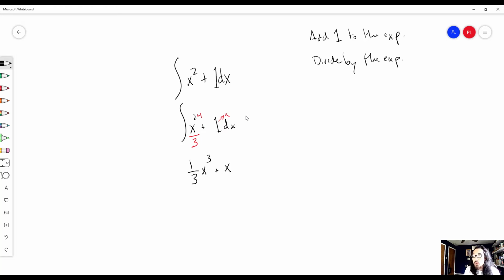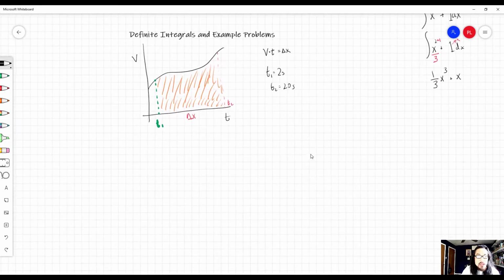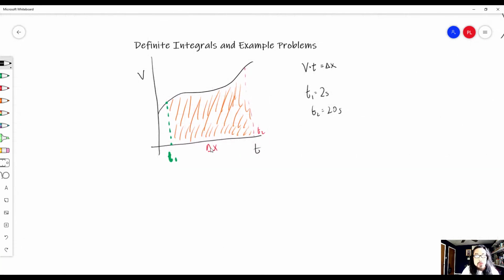Now, if we wanted to do this for a definite integral, we have to first say, what do we want to integrate from? So I'm going to take the same exact problem, but I'm going to give us some bounds. Let's say we're going from 0 to 2. As a reminder, these bounds, the 0 and the 2 that I just wrote, tell us the far left bound, which in my example was t1, and the far right bound, which in this case is t2.